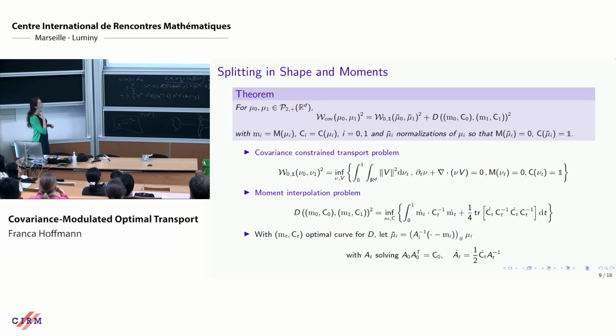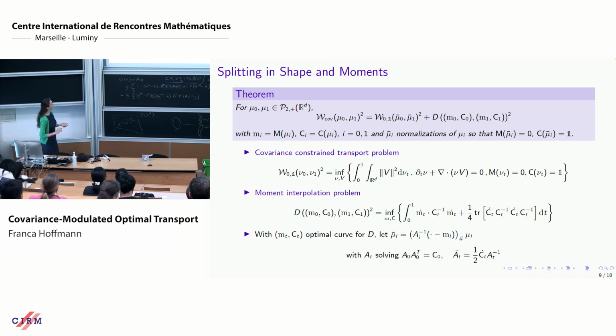Okay, and this is one of the key insights now into the structure of this metric. I would say this is sort of the key theorem of this whole paper. And that's the fact that you can split this distance into two separate optimization problems. So one optimization problem which only looks at the evolution of the shape, and then another one which only looks at the evolution of the moments. And you can study these separately.